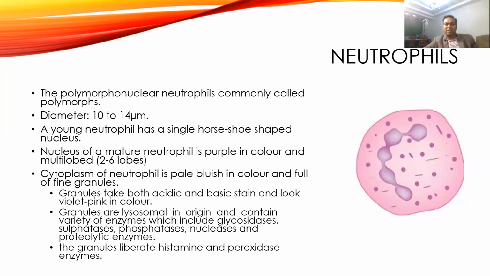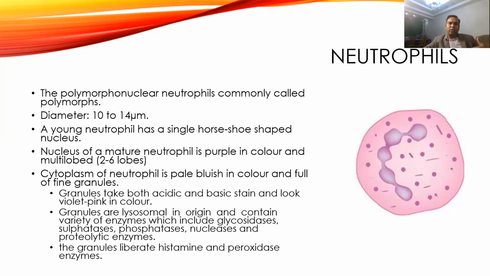If you see the size of the cell, it is somewhere around 10 to 14 micron, which is almost double the size of the RBC. So when you see a peripheral smear, you can compare it with the size of the RBCs. And a very young neutrophil has fewer lobes, so it can be a single lobe or bilobed. And as it becomes more and more mature, the number of lobes keeps increasing.